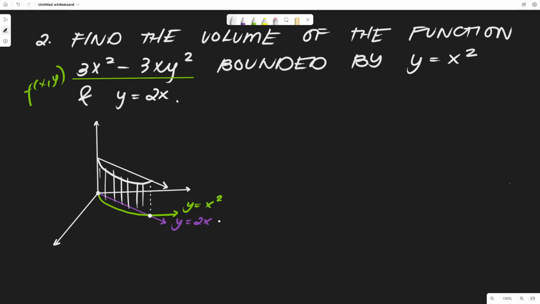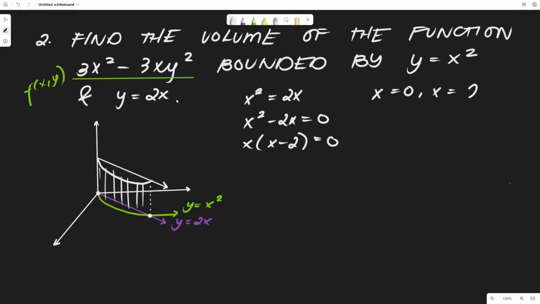So we need to equate these two equations, the two y's. We have x squared is equal to 2x. Transpose 2x to the other side, then factor out x. Therefore the values of x are 0 and 2. x is equal to 0 and x is equal to 2. That is our first boundary. So what is on the outside is dx. Remember, dx is on the outside.